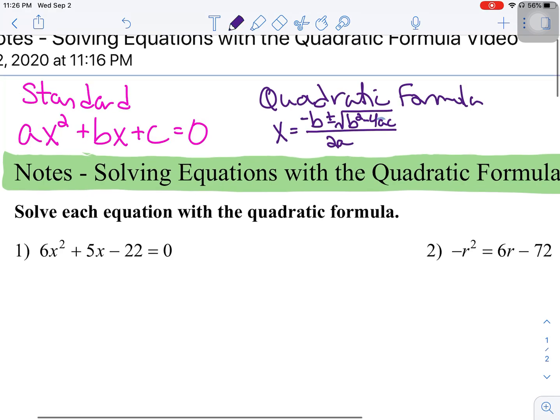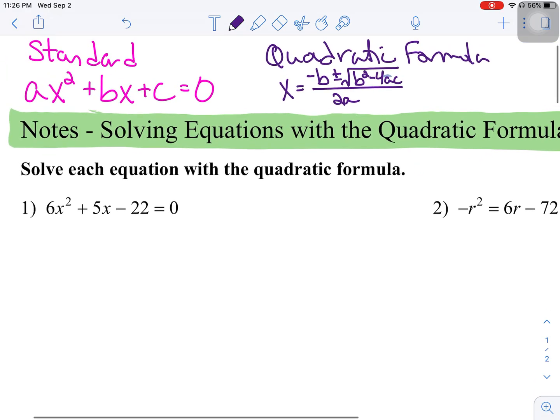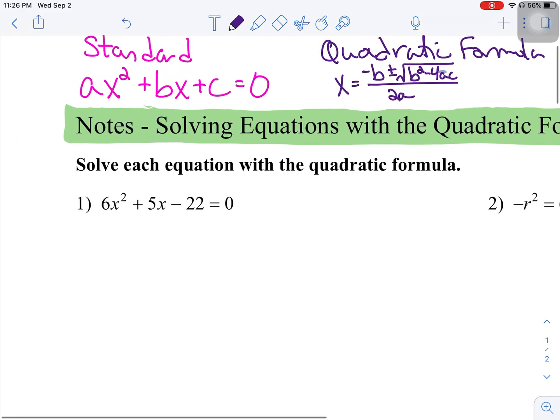So let's take a look at the first example. Problem number 1: I have the problem 6x squared plus 5x minus 22 is equal to 0. The first thing I want to look for is, is it in standard form? Yes, it is. So now that I know it's in standard form, this is my method: I am going to make a little list for myself to tell myself what a, b, and c are. If you don't need this, you don't need to use it.